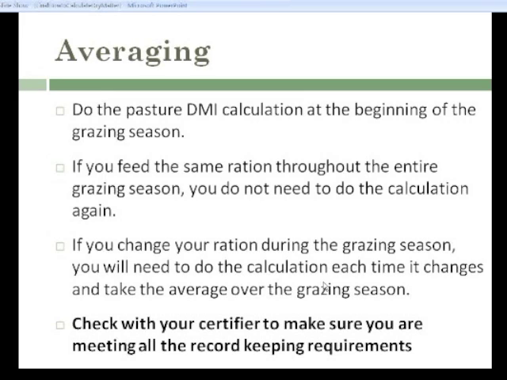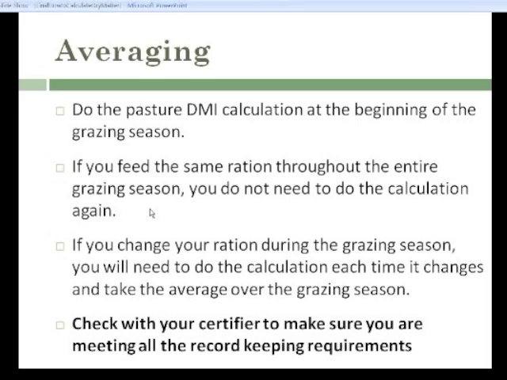But in general, the way you're going to average these dry matter intake numbers over the whole season is to do the pasture dry matter intake calculation at the beginning of the grazing season. And then if you are feeding that same ration throughout the entire grazing season for a group of animals and you never change that ration, you do not need to do the calculation again. If you do change your ration during the grazing season so that the amount of dry matter from pasture is changing, then you need to do this calculation each time it changes and then take that average over the whole grazing season.